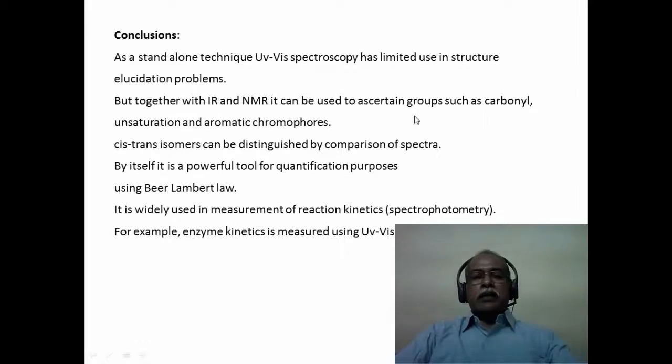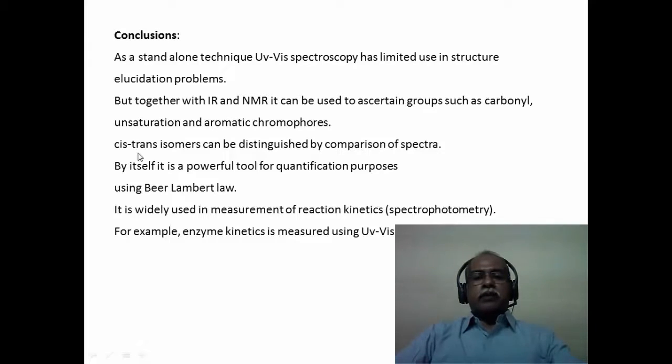So what we have seen in the last two modules is that as a standalone technique, UV visible spectroscopy has very limited use in structural elucidation problems. But when it is put together along with infrared and NMR spectroscopy, it can be used for ascertaining certain functional groups like carbonyl, unsaturation, and aromatic chromophores. Of course, IR and NMR can by themselves tell about the presence of carbonyl and aromatic functional groups. This will be additional information that one can obtain from UV visible spectroscopy.